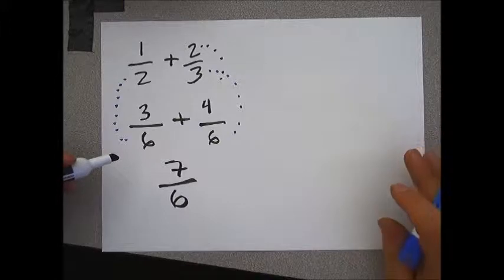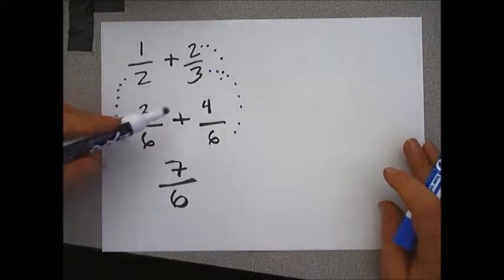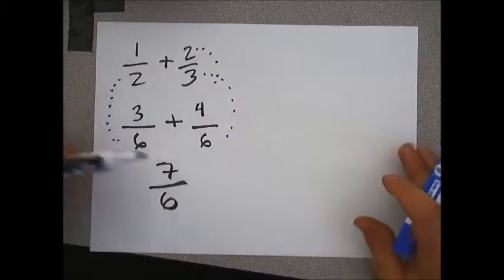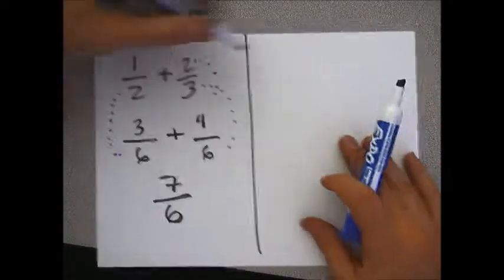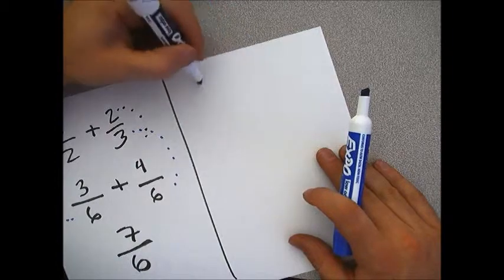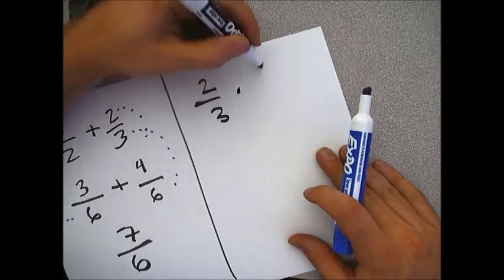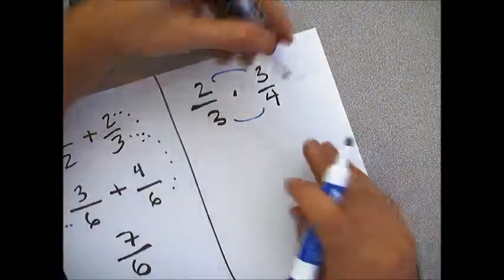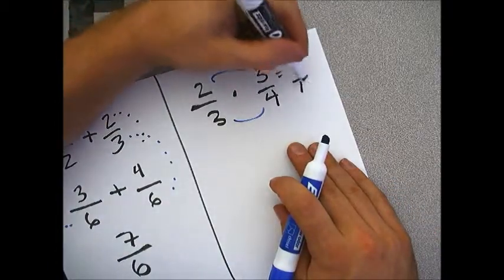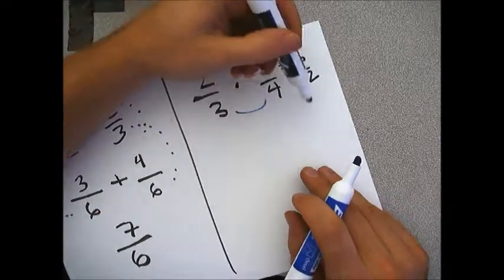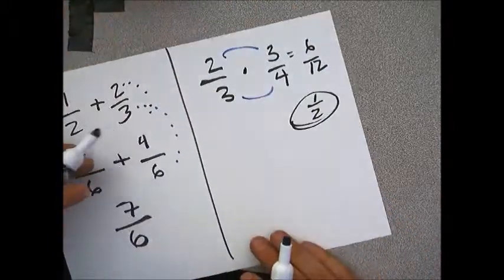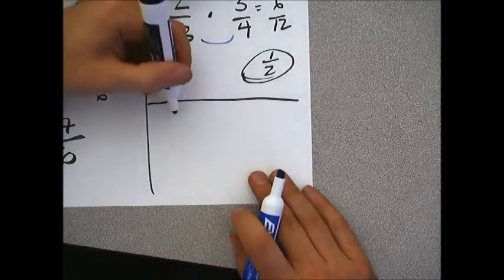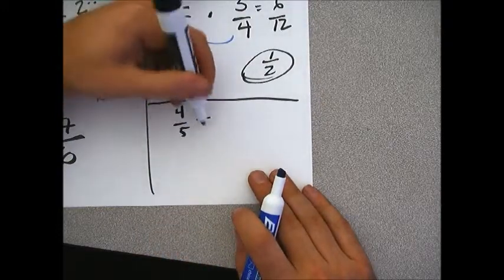Subtraction is the same exact way, except that instead of adding your 3 and 4, if this was a subtraction problem, after you get your common denominator, you would have subtracted. For multiplying, if I say 2/3 times 3/4, you just multiply the tops and you multiply the bottoms. That gives you 6/12, and we can simplify 6/12. That's really 1/2.